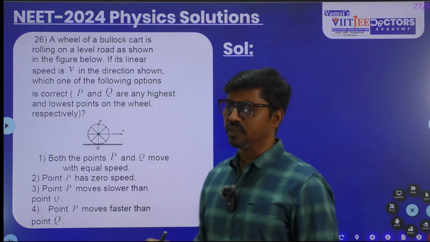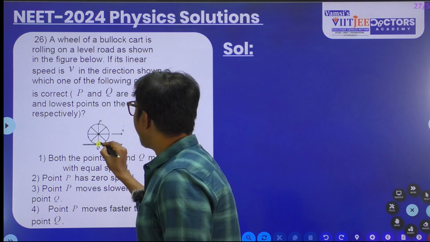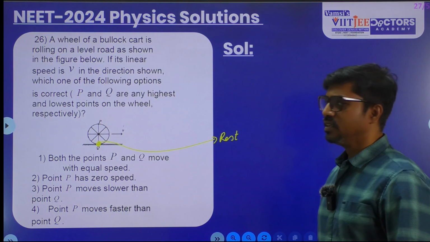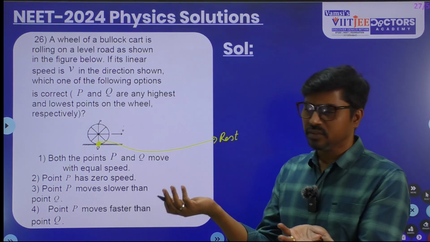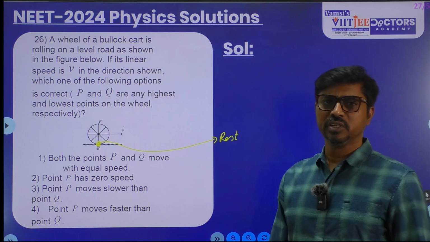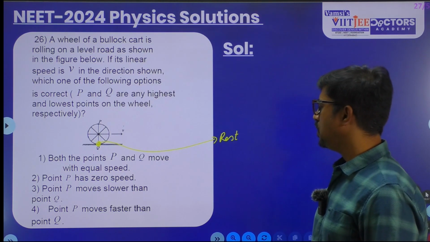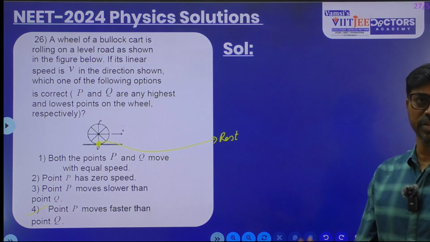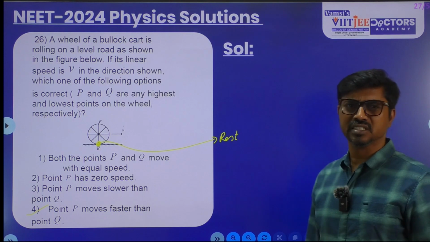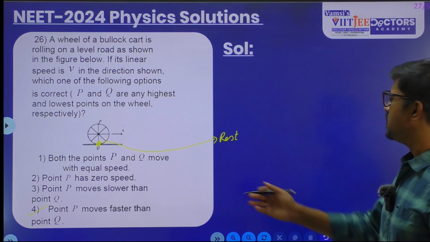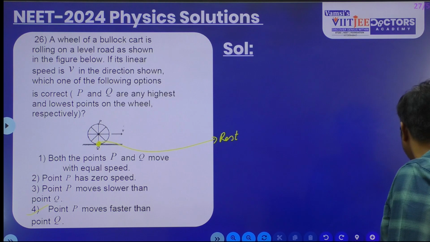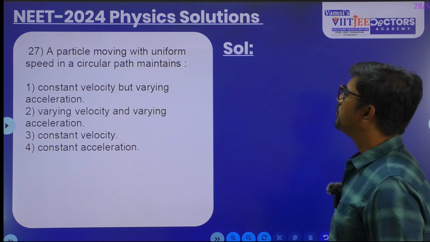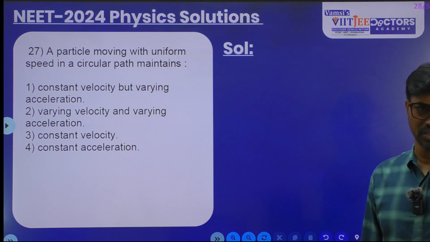So whenever you have rolling, the point of contact will be at rest. Any other particle will be moving. So P is moving, Q is not moving. Obviously, P is moving faster than Q. Straightforward, there is nothing complicated about it. General students, even those preparing for board examination, would know it. I think this is a very standard, regular question.